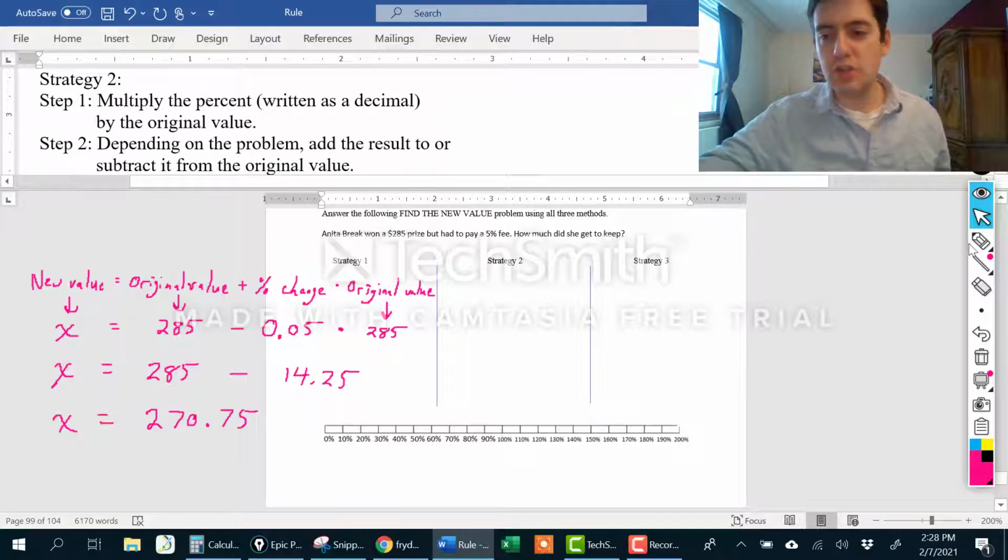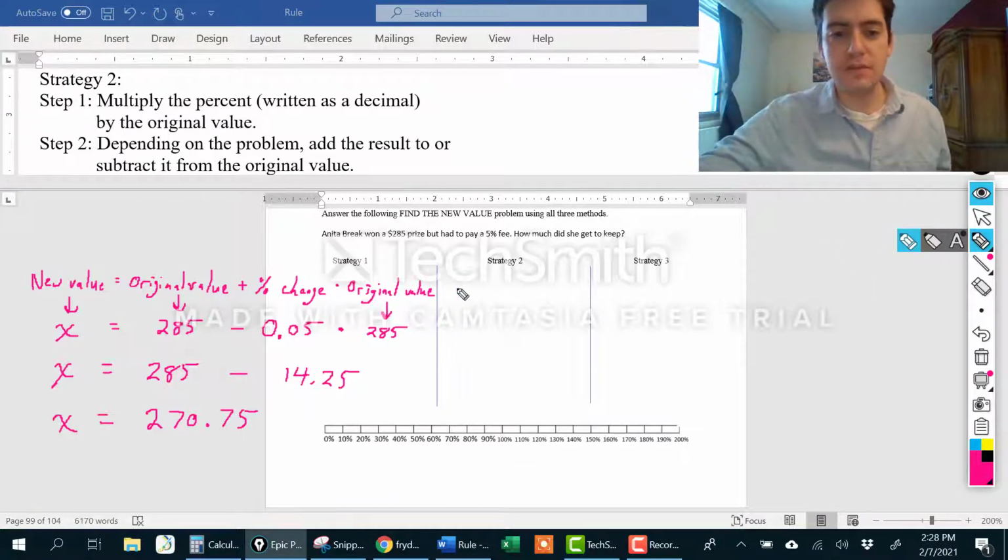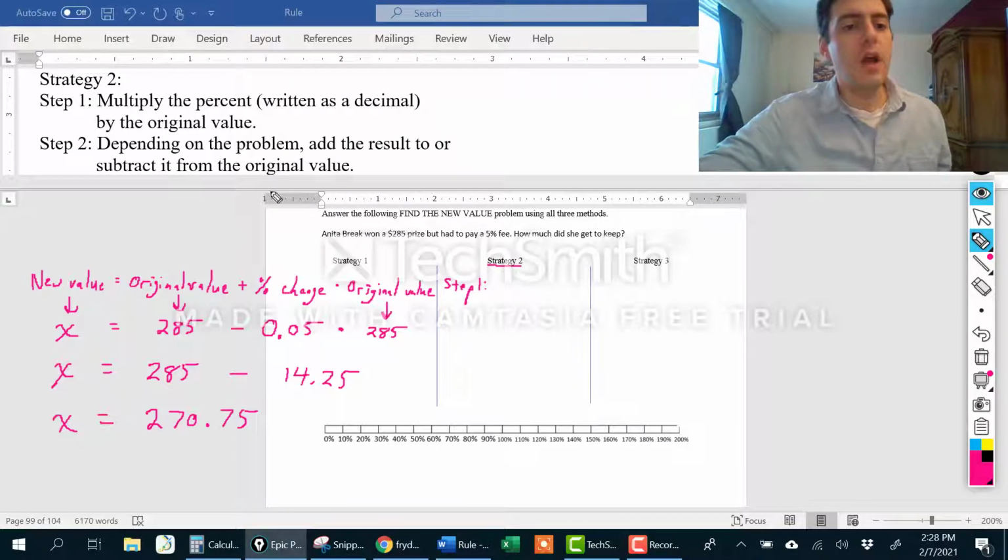Okay, so let's do step 1 first. So I'm doing strategy 2 now. Step 1, I will multiply the percent written as a decimal by the original value. Okay, so the percent was 5%. I'm going to write that as a decimal. That's 0.05. I'm going to multiply that with the original value, the original amount that Anita got, which was $285. And we already figured that out. That's $14.25, right? Okay, so now I'm going to move on to step 2.